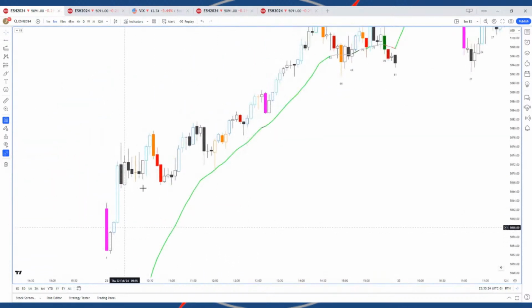here, when the bear breakout... I mean, this is if I turn on a variation of this indicator.